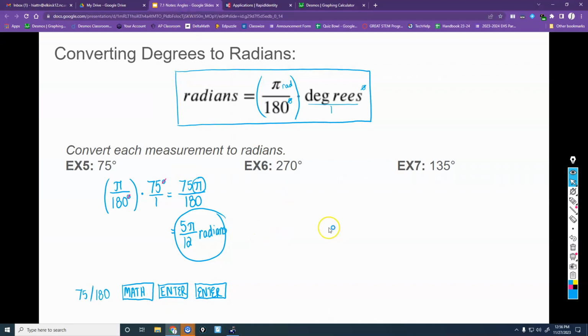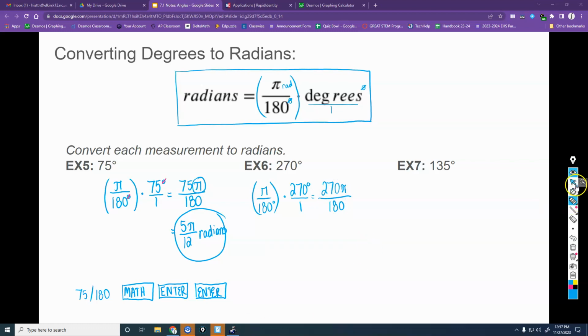Okay, so if I want to do the next one, I've got 270. I would do pi over 180 times 270 degrees. Again, that's not a fraction, so I can put it over 1. Just multiply straight across. So I got 270 pi divided by 180.